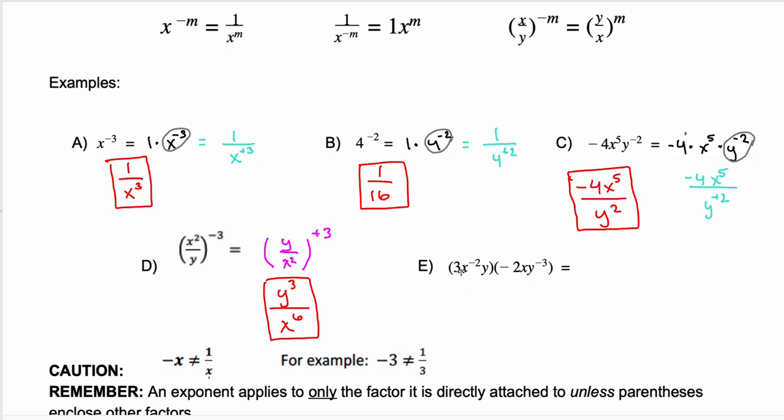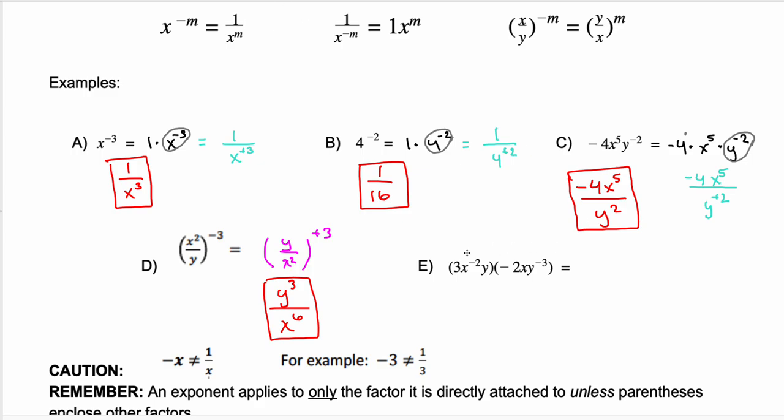Question E says this is a product as well, because we have a parentheses times a parentheses. So please remember that you will have to use the product rule as well as the negative exponent rule. So let's go ahead and do the product rule first so that we only have one coefficient. We only have one letter x. We only have one letter y. Let's go ahead and combine everything that we can.